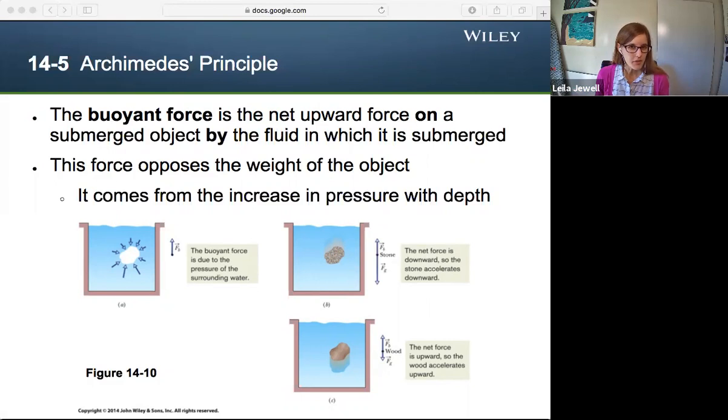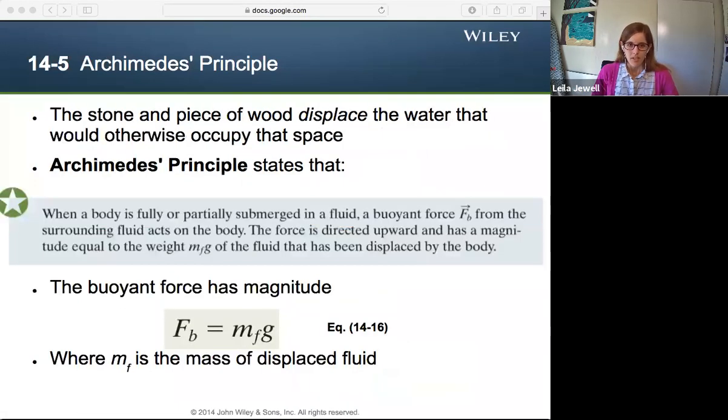So this introduces some of the different considerations to take. Why does the stone sink versus the wood float up to the top? It's an important idea here. The stone and the piece of wood displace the water that would otherwise occupy that space, and that's what leads to the buoyant force.